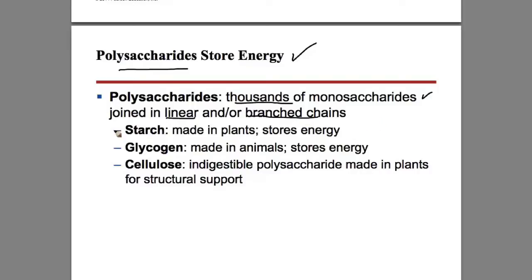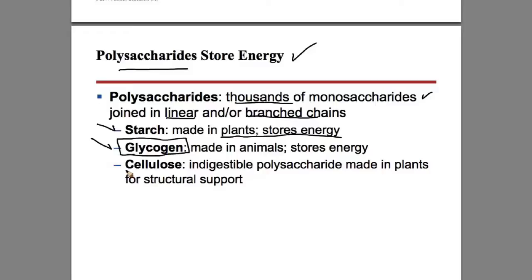Good examples of these are starch. Starches are branch glucose molecules that plants use to store energy. So animals don't have starch. We eat starch and break it down into individual sugars for energy. When animals store energy in the form of sugars, we make something called glycogen. So glycogen is going to be an important reserve of energy for your body.